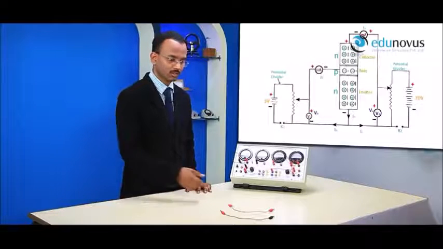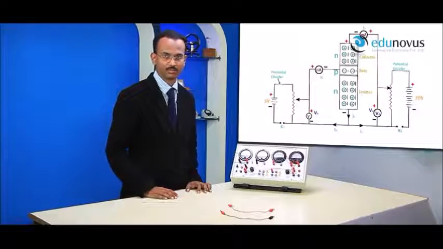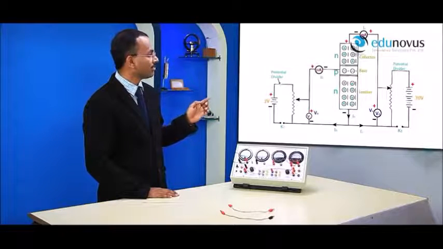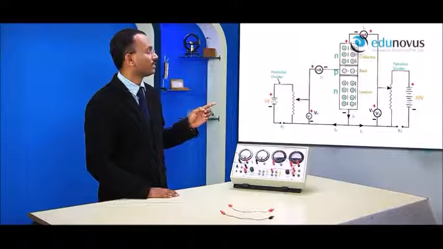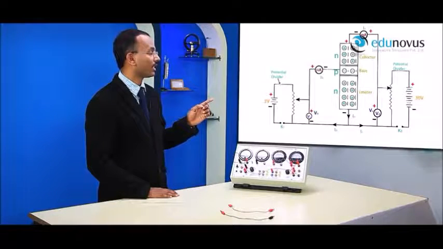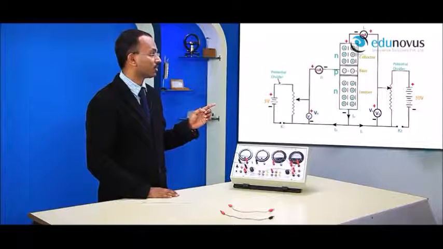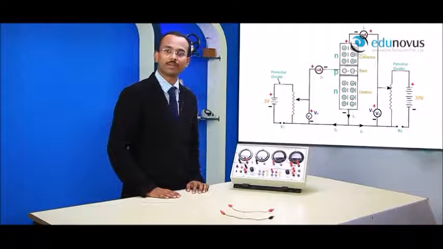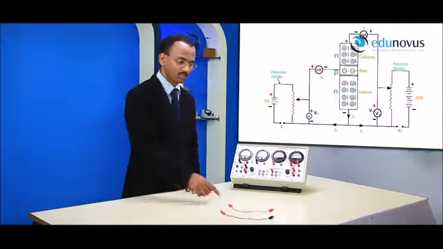Now let's use these 2-pin connecting wires. As you can see in the circuit diagram, the negative terminal of the input ammeter is connected to the base of the transistor since it has to measure the base current, and the negative terminal of the output ammeter is connected to the collector of the transistor since it has to measure the collector current. So let me connect the negative terminal of the input ammeter to the base of the transistor using this connecting wire.